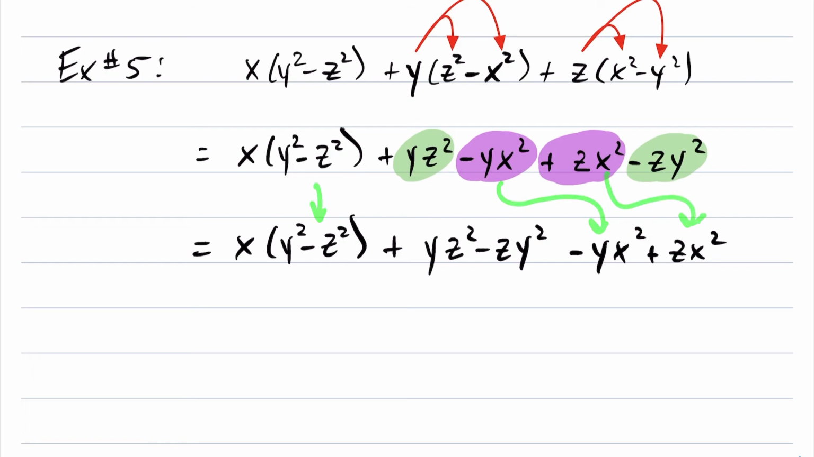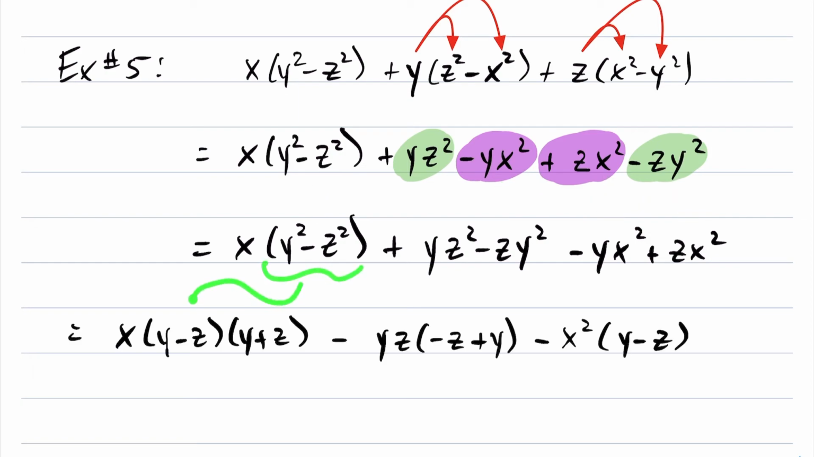Let's go ahead and do that. Notice here, using our difference of squares formula, we have y minus z times y plus z, so we have that y minus z factor here. Likewise, I factored out a negative yz, and this is written as negative z plus y, but that's the same thing as y minus z. And then I factored out a negative x squared, also giving us a y minus z. So therefore, we have a common factor in each term.